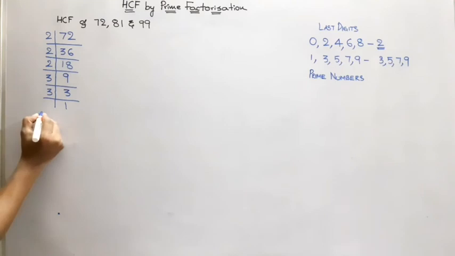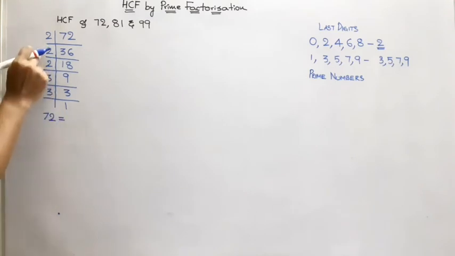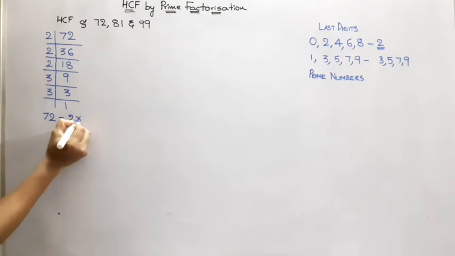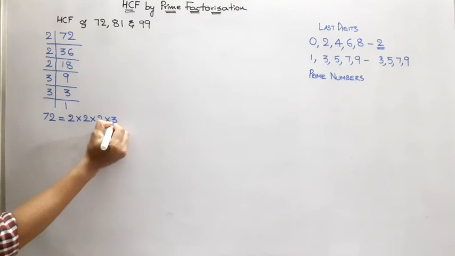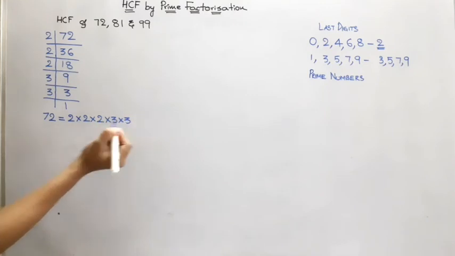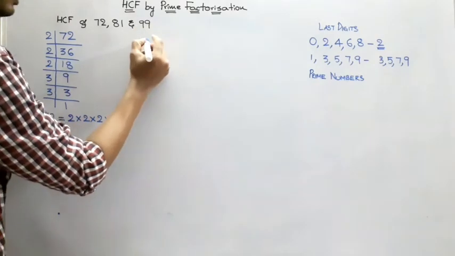Now how can we express 72 in prime factors? 2 into 2 into 2 into 3 into 3. Okay. Next. And the next number is 81, children.